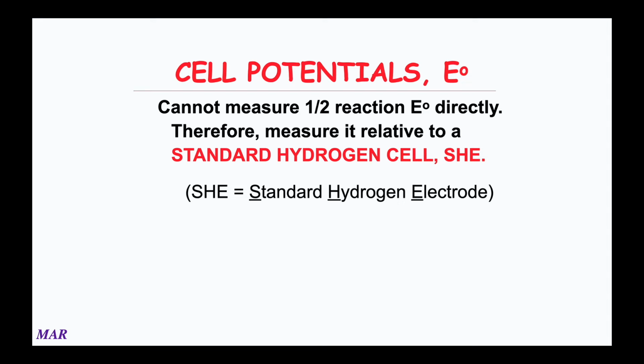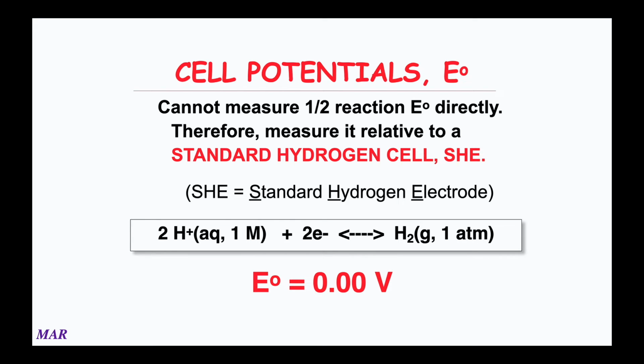It's a way that scientists can measure the cell potential in volts for half reactions. This reaction right here, which is 2H+, which is an acid, aqueous at 1 mole per liter, combines with 2 electrons to make hydrogen gas at 1 atmosphere of pressure. This is the standard hydrogen cell, the SHE electrode, okay? And it's decided upon by electrochemists everywhere that the cell potential will be 0.00 volts.